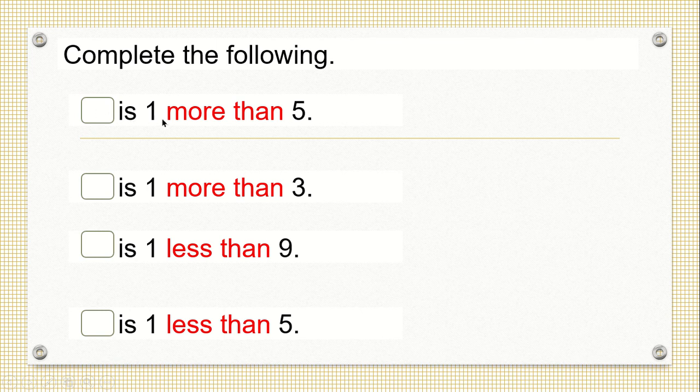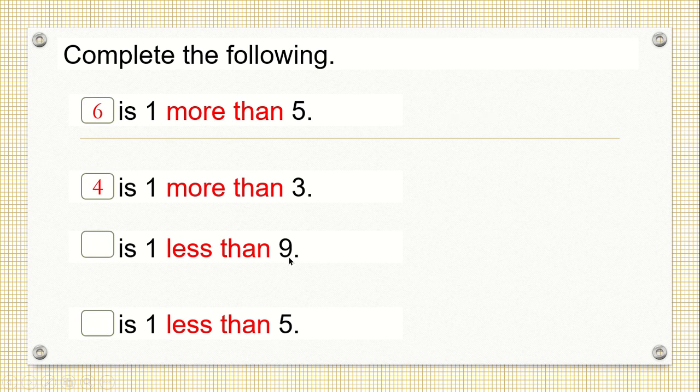Dash is 1 more than 5. Now, if I have 5 and I say 1 more, it means that I get 6. What about if I have 3 and I say 1 more? I get 4.